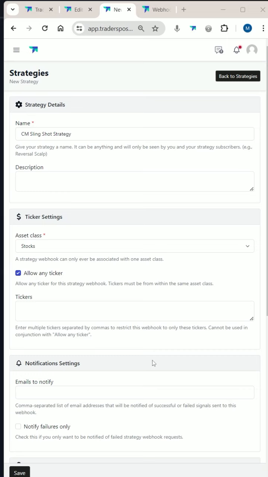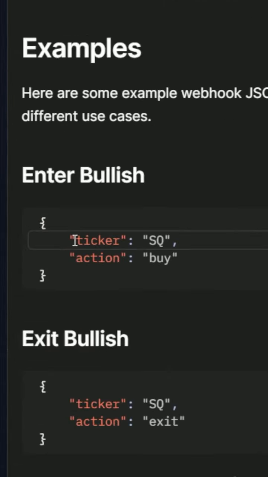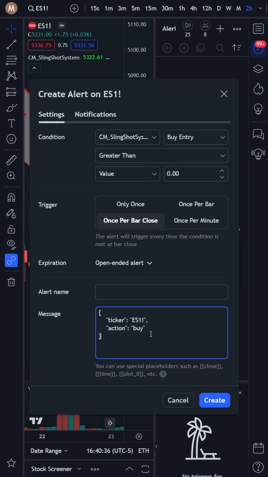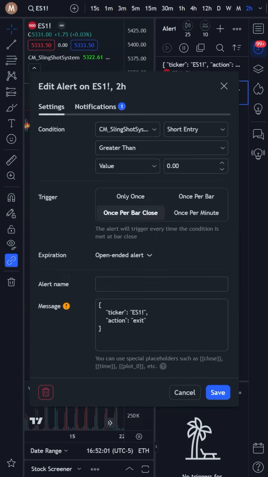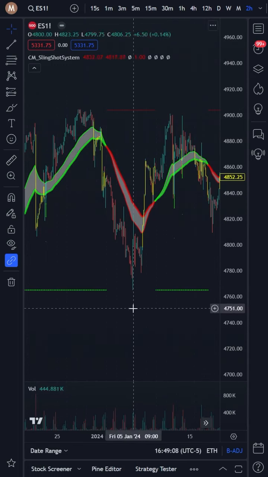We'll first set up a strategy and subscription to a TradeStation paper broker. Then we'll get our webhook URL and messages for the entry and exit from the documentation. We'll set up the buy alert and then the sell alert. And that's it. We've just automated the CM Sling Shot system on ES futures.